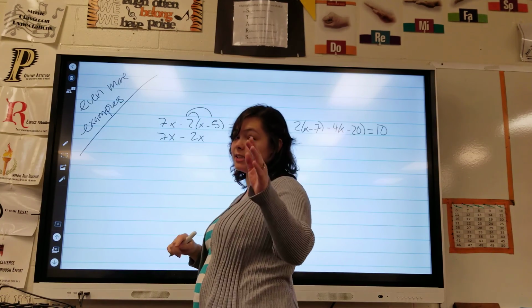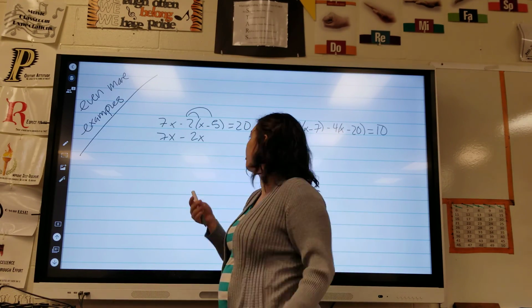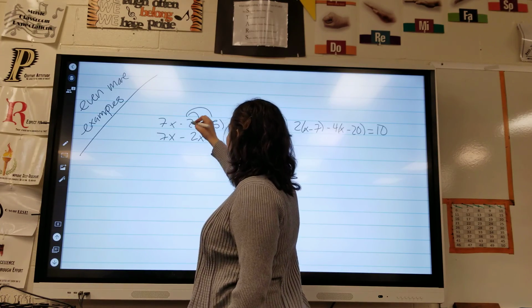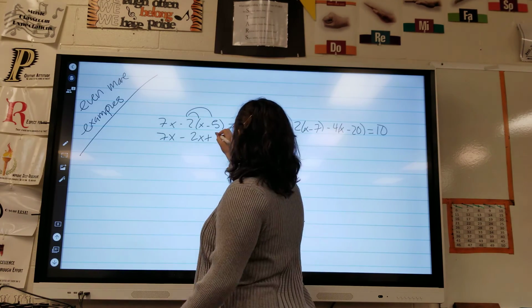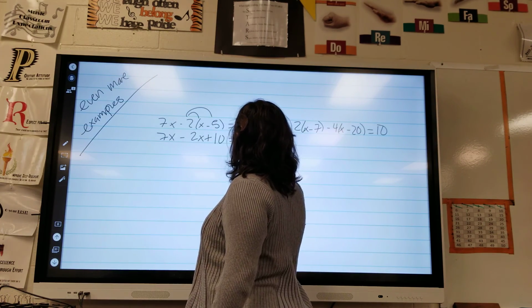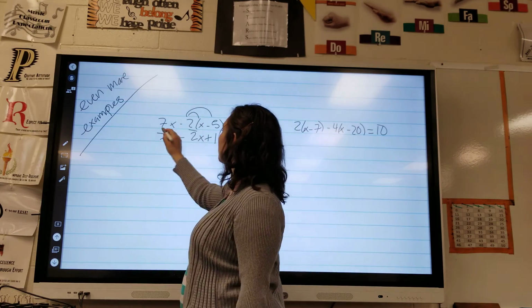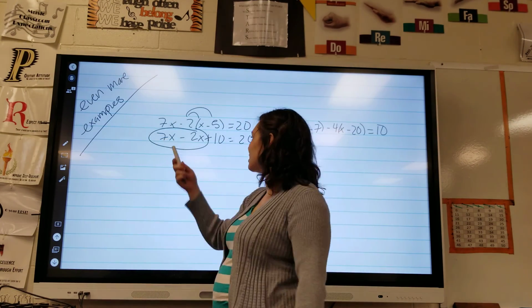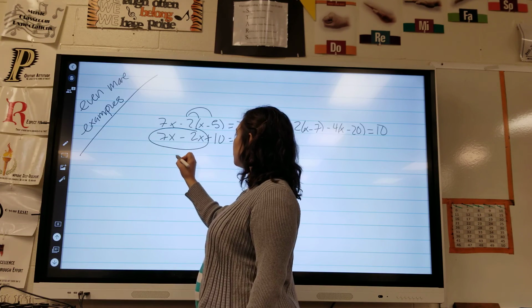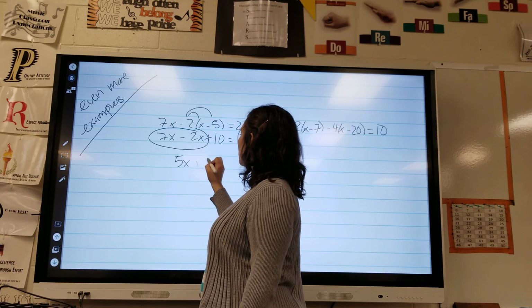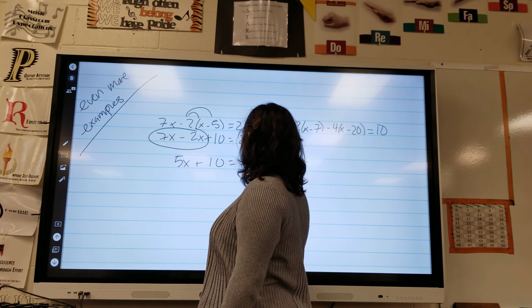Let's do it and then see if I have wrong math. I'll know. So I'm going to make it a positive, not 5, but 5 times 2, which is 10. And that's going to equal 20. Now look what I can do here. Combine like terms. 7 minus 2 is a convenient 5x plus 10, which equals 20.